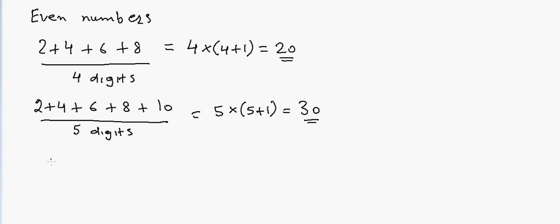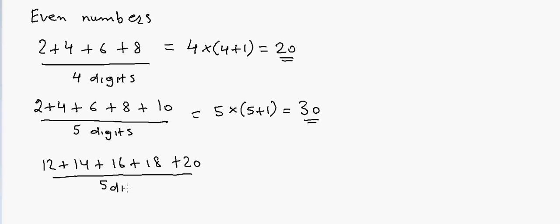Now if I have something else like 12 plus 14 plus 16 plus 18 plus 20, how will I do that? In that case I will assume that it starts from 2, and if it starts from 2 then the number of digits here are 1 2 3 4 5, so these are 5 digits, and these are also 5 digits, and these are 5 digits, right?